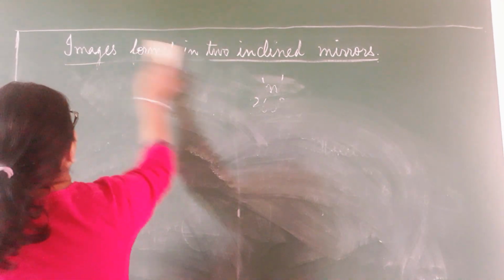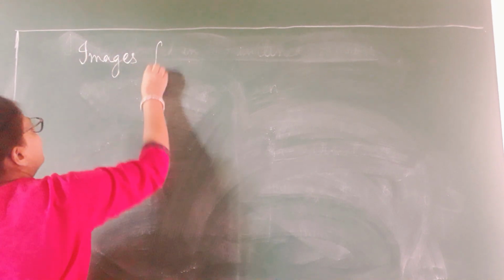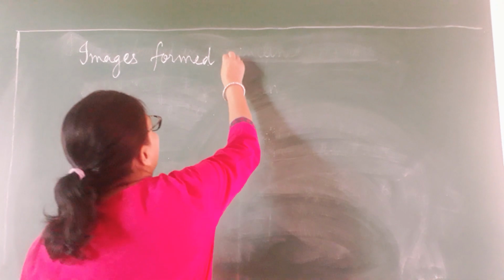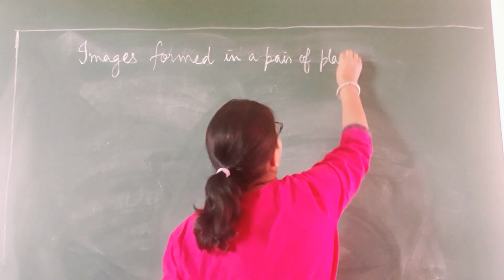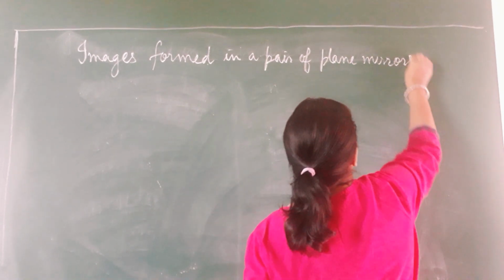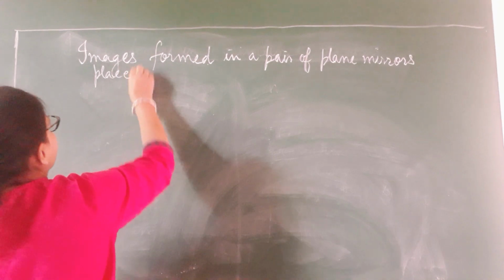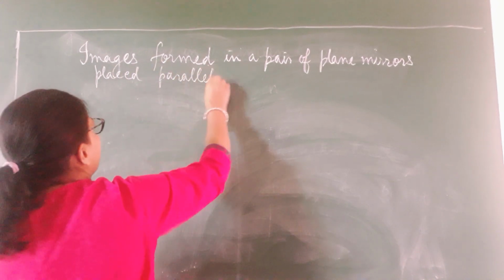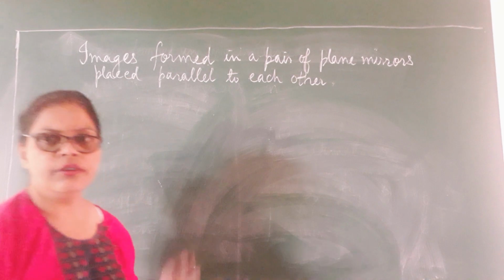Okay children? So I am going to first of all draw the diagram of images formed in a pair of plane mirrors, and they are placed parallel to each other. Right children, this is your heading.